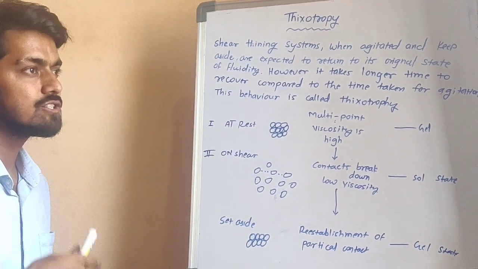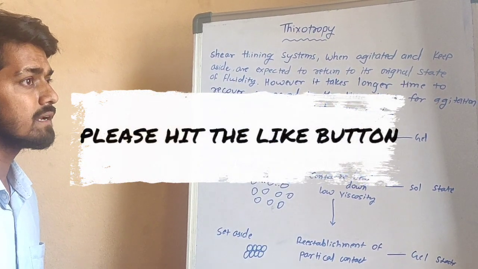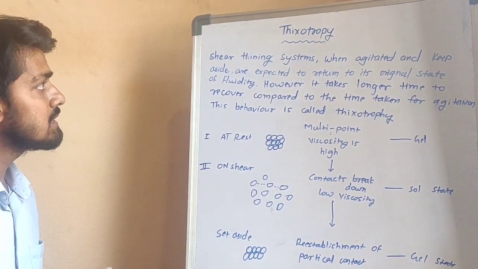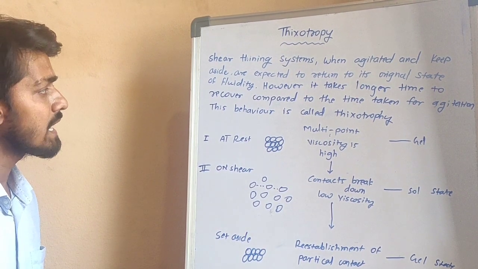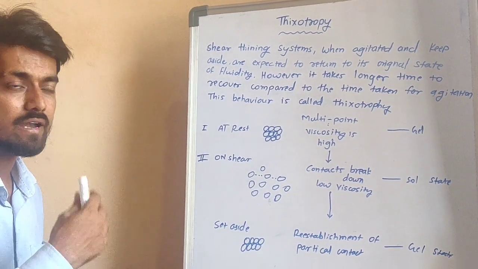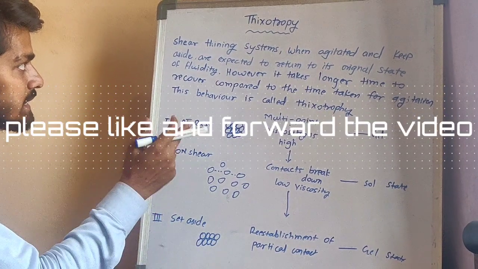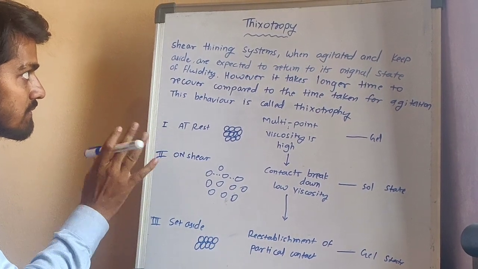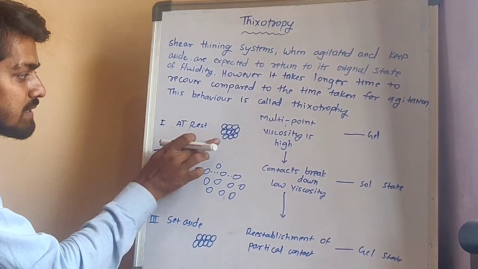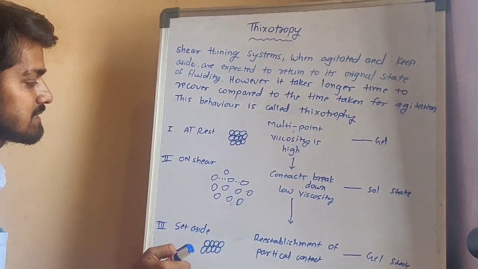A thixotropic system is a shear thinning system, and on standing it is expected to recover its original consistency or fluidity. In thixotropy, however, it takes a longer time to recover compared to the time taken for agitation. This behavior is called thixotropy. There are three steps by which we can understand the theory of thixotropy. At the beginning, the consistency of the system in thixotropy is gel-like.